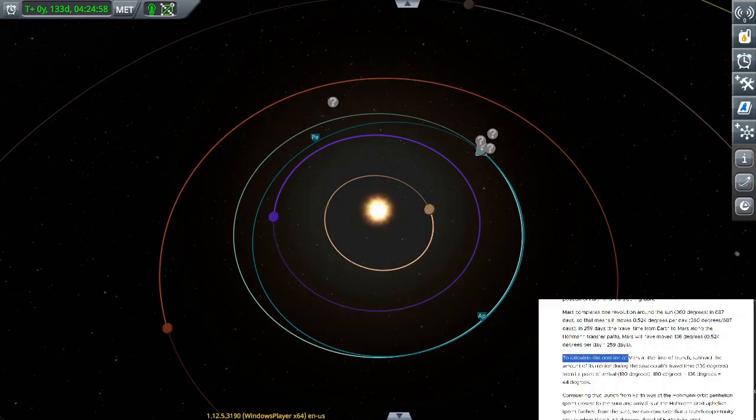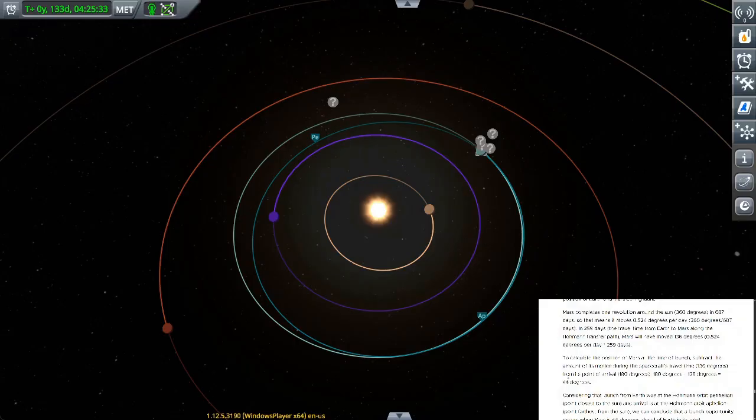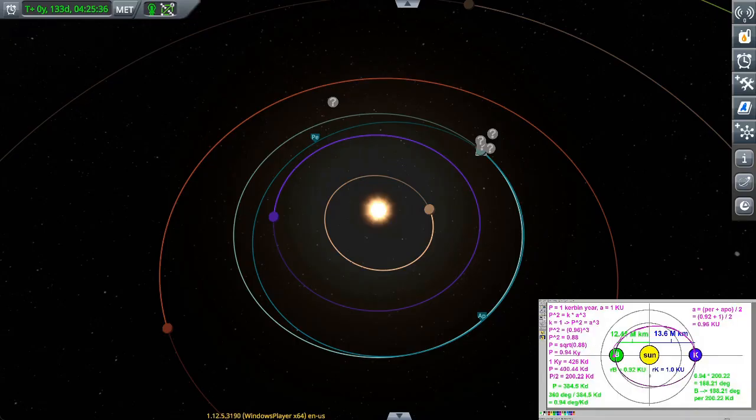To calculate the position of Bill Kerman at the time of launch, subtract the amount of its motion during the spacecraft's travel time, which is, wait, no. The motion of Bill Kerman would be 188.21 degrees, right? From its point of arrival, 180 degrees. Okay.